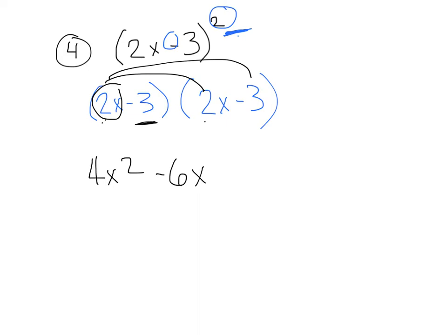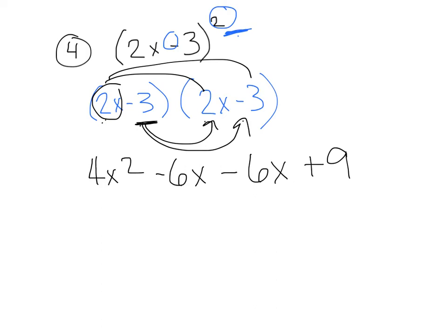Now I'm going to take this minus 3. I'm going to distribute it over here. So negative 3 times 2 is minus 6x. And then I'm going to take my negative 3, go right here. Negative 3 times a negative 3 is a positive 9. And now we're going to do our answer.